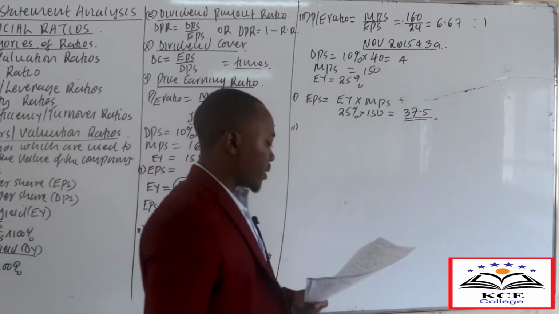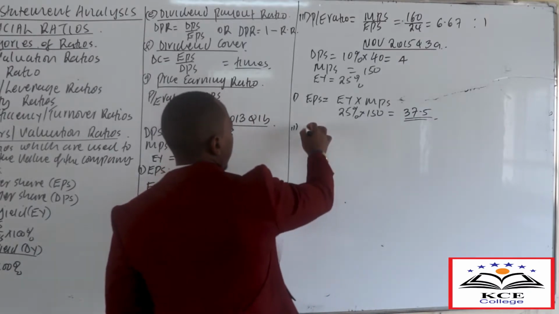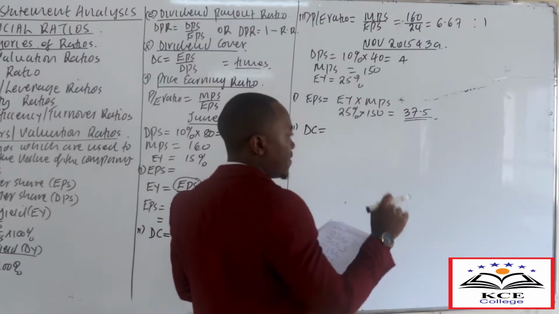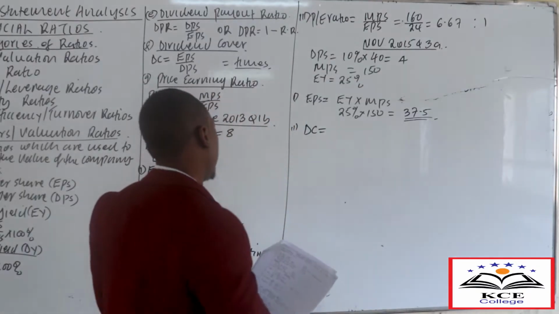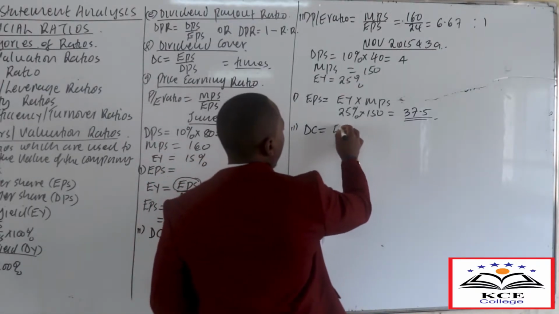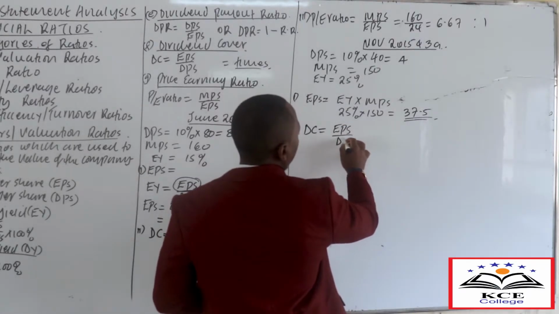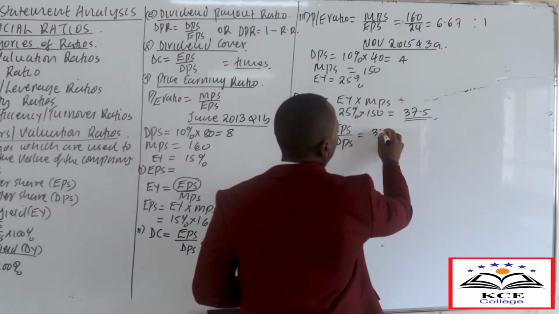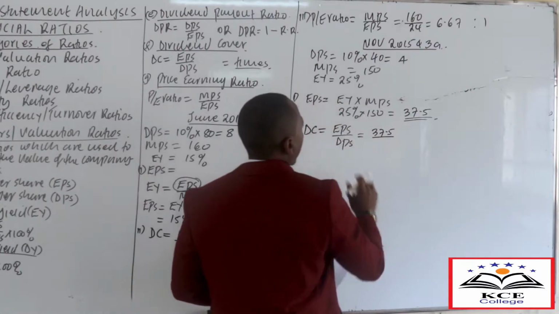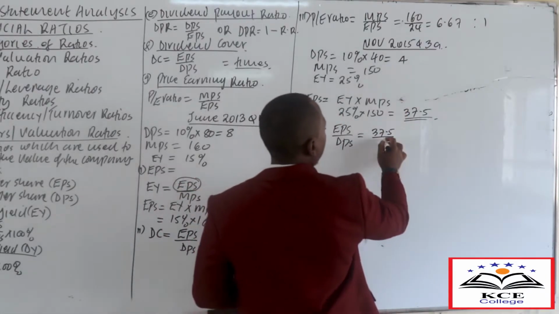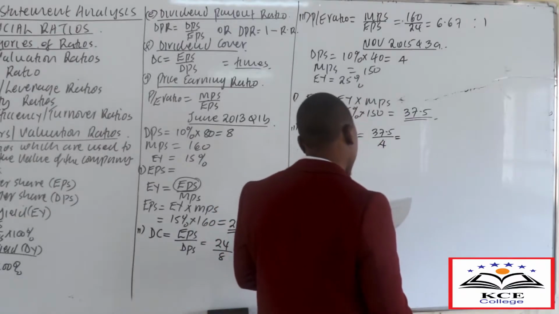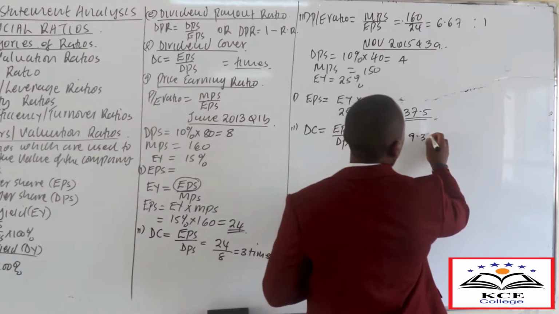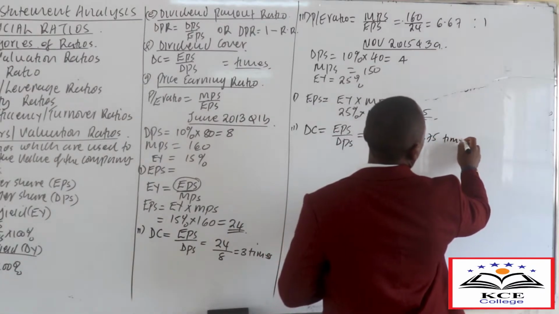Number 2, dividend cover. Dividend cover shows the number of times the dividend is paid out of the earnings. To get the dividend cover, you take the earnings per share and divide by the dividend per share. Earnings per share is 37.5, and the dividend per share is 4. So you have 9.375 times.